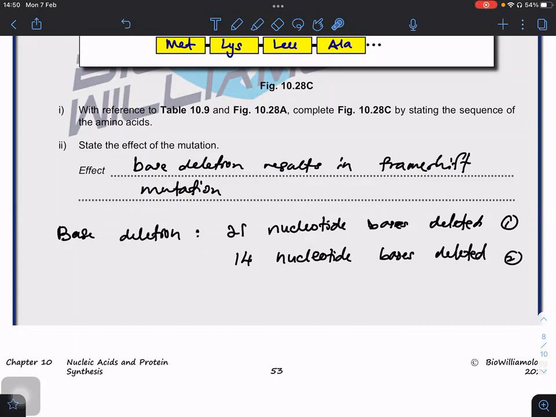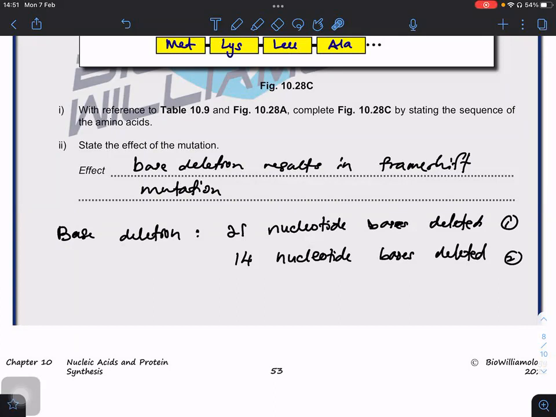But how about 21 nucleotides? 21 is a multiple of 3. So basically, after the deletion of these 7 amino acids, the rest will be the same. But in both cases, they are severe. It's just a question of which is more severe in this case. So on paper, case number 1 will be less severe compared to case number 2.